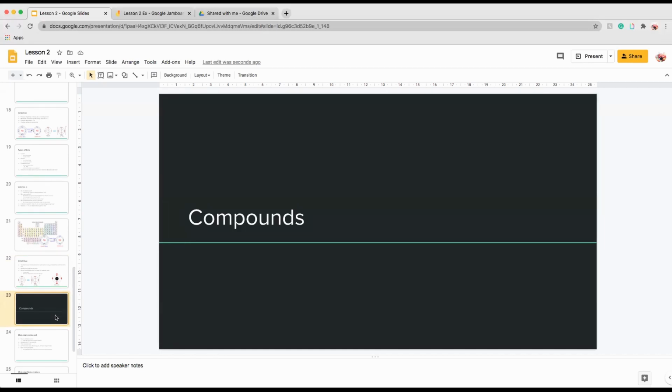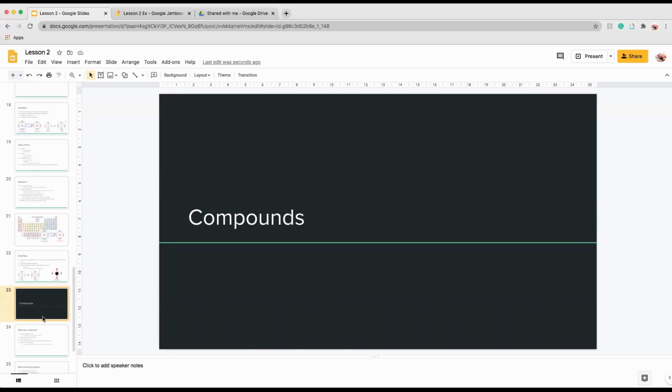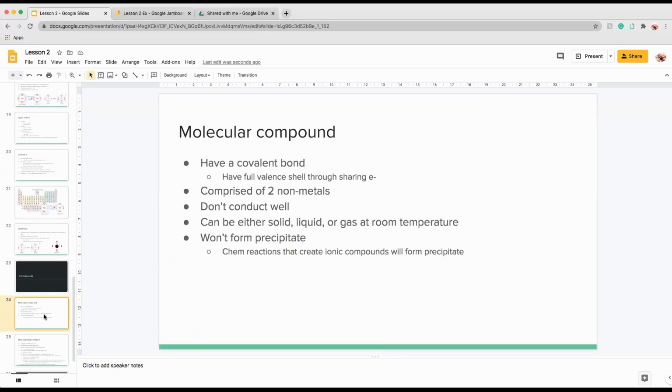Compounds, our next topic, our last topic for the day. First off, molecular compounds. They have a covalent bond. They have a full valence shell. Atoms in a molecular compound will have a full valence shell by sharing their electrons. So remember, one atom in a molecular compound will gain electrons and the other atom will lose the electrons.